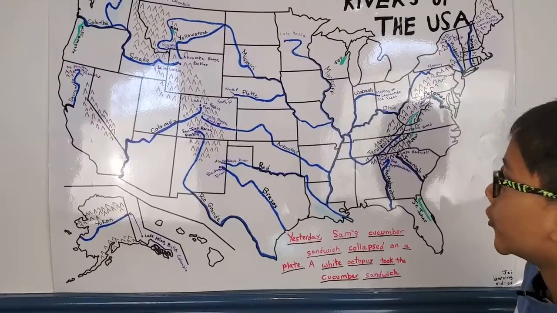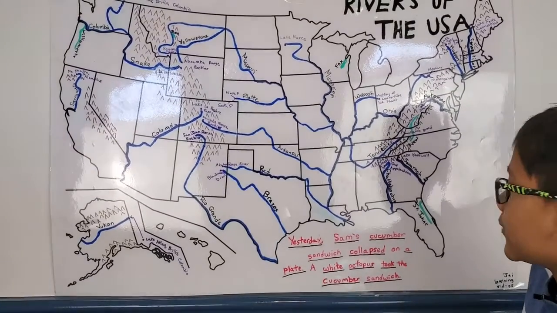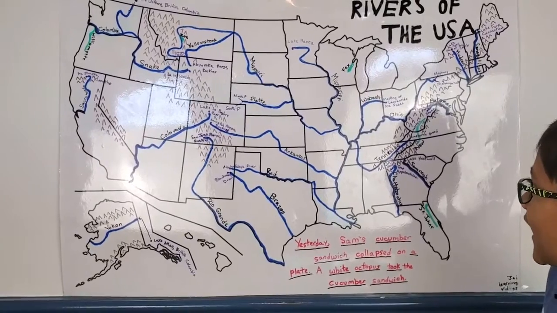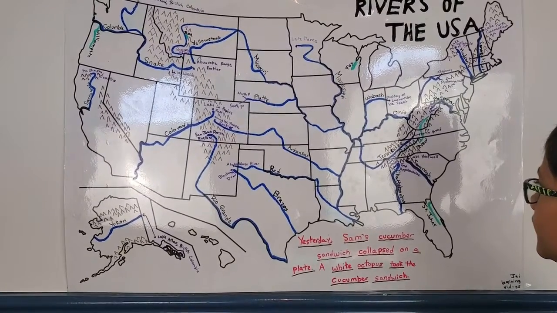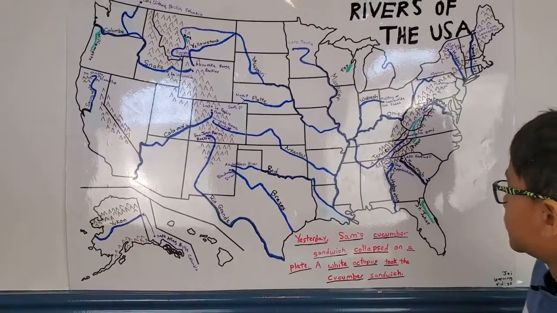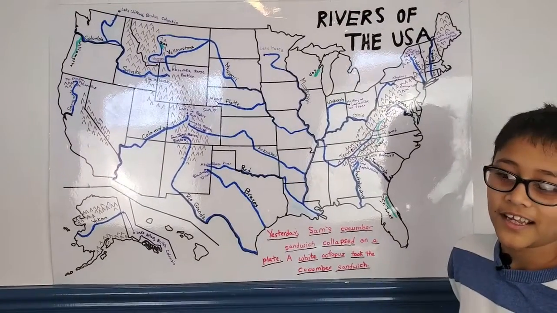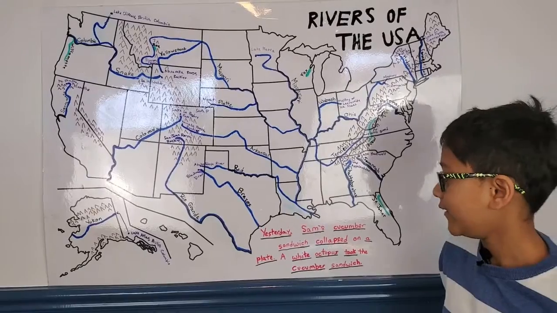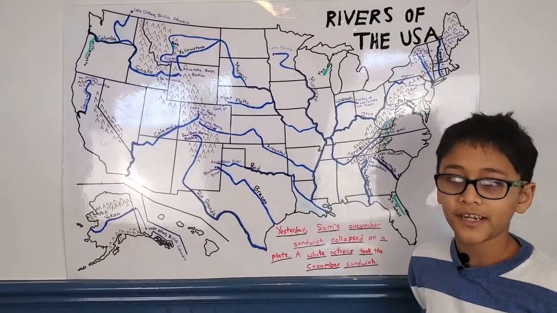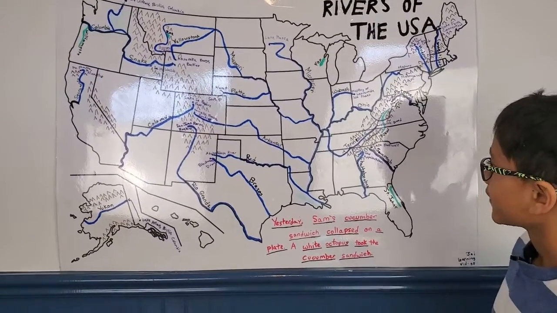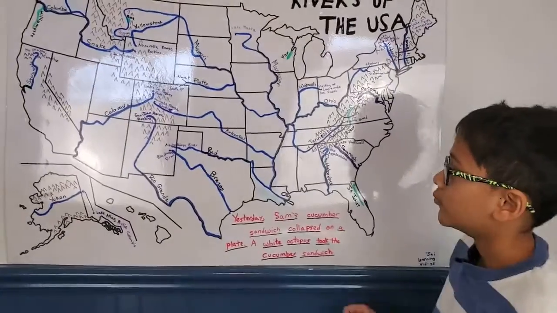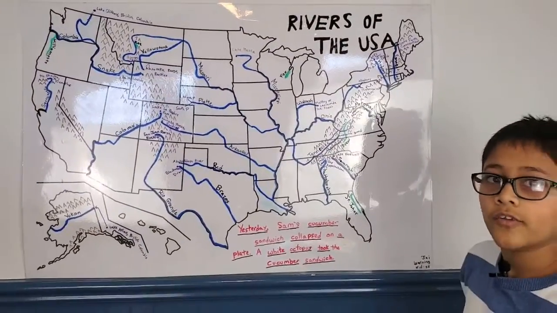So Yellowstone, Snake, Columbia, Sacramento, Colorado, Arkansas, Platte, Wabash, Ohio, Tennessee, Chattahoochee, Savannah is actually what "Yesterday Sam's cucumber sandwich collapsed on a plate. A white octopus took the cucumber sandwich" means. So that is an easy thing to remember most of the rivers of the USA.